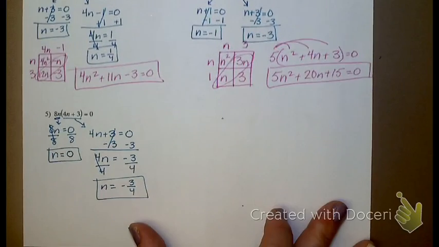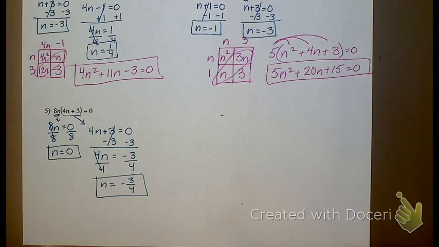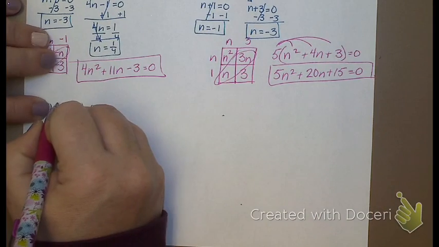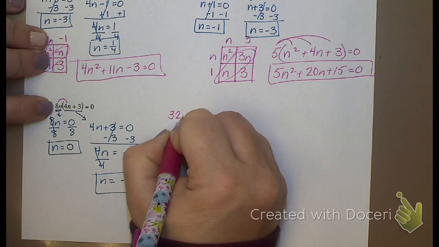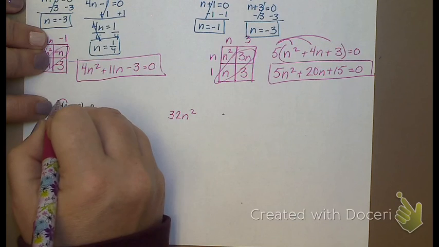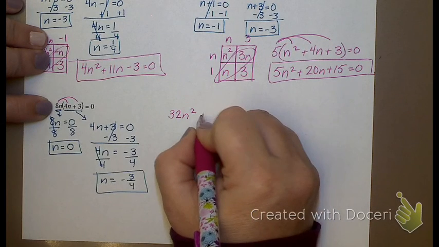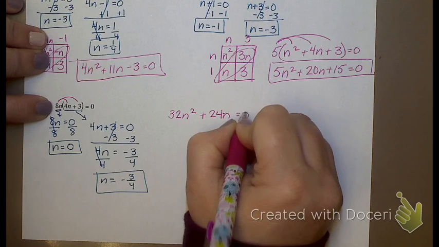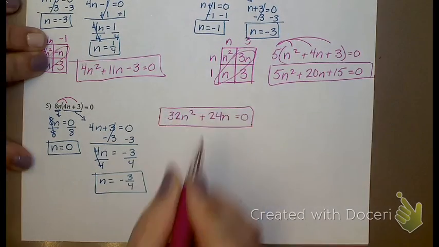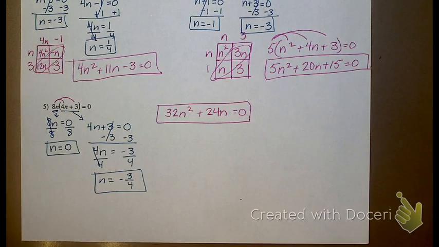All right, last problem, number 5. I don't need to do a box because we just have distributive property. 8 times 4n would be 32n, and n times n would be n squared. And 8 times 3 would be 24, and I have an n with that term, and then I just have equals 0. So that's my answer for number 5. That one's a little bit easier because I don't have to draw a box. Okay? All right, happy studying.